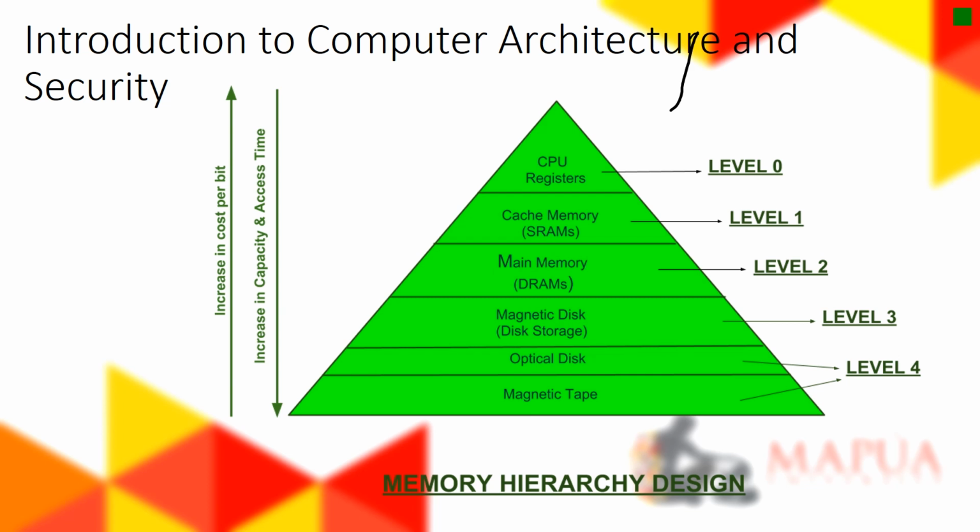With the advancement of technology, SSDs are becoming cheaper and more affordable. Take note that level 0 to level 2 are inboard memory, while level 3 is outboard storage. Level 4 is offline storage.